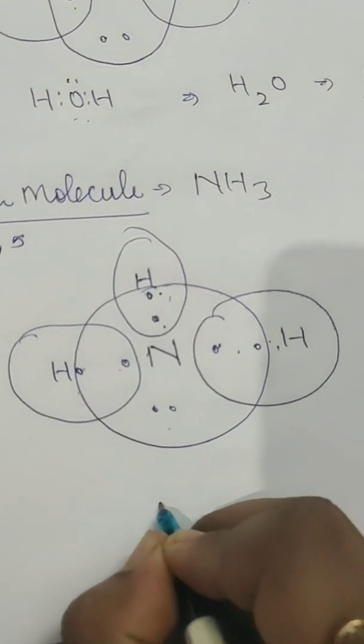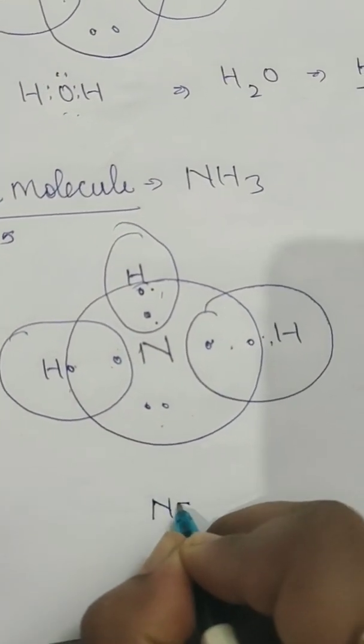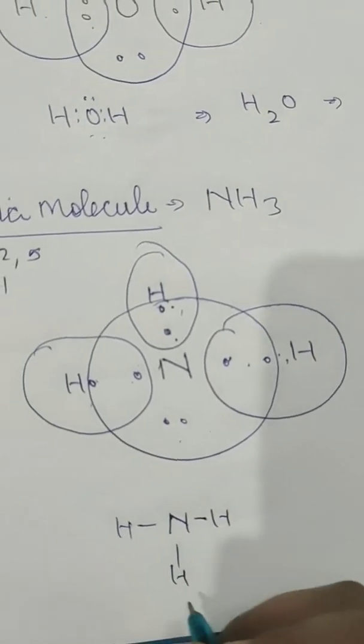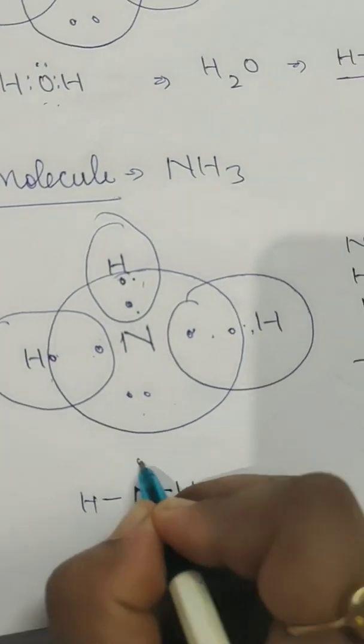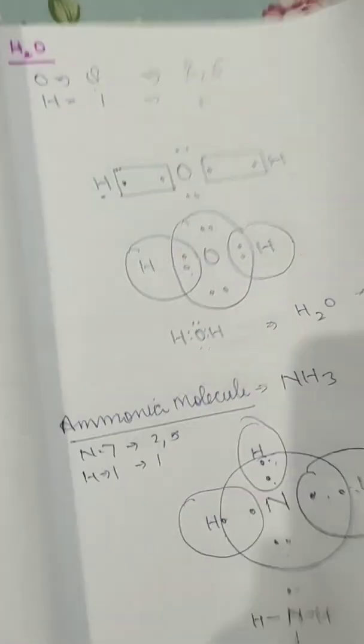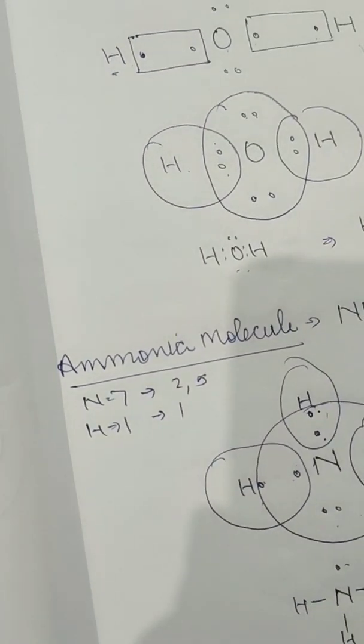So it will be like this: nitrogen, hydrogen, hydrogen, and hydrogen. It's a single bond on all sides, so it forms NH3. Now one last example I'm going to share with you is methane.